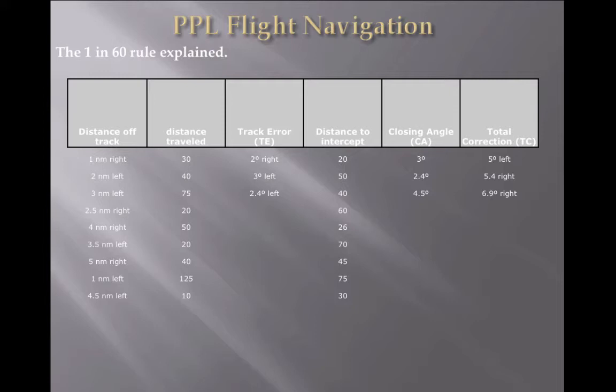Okay, let's do the next one. We are 2.5 nautical miles to the right of our planned track, and we have travelled 20 nautical miles. 2.5 on the top, 20 on the bottom, gives us 7.5 degrees. We're off course to the right, so the track error is to the right.